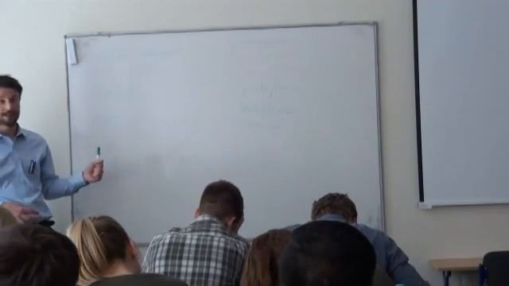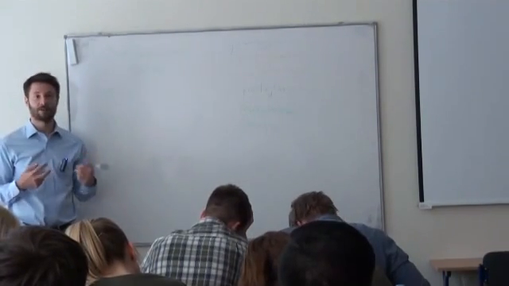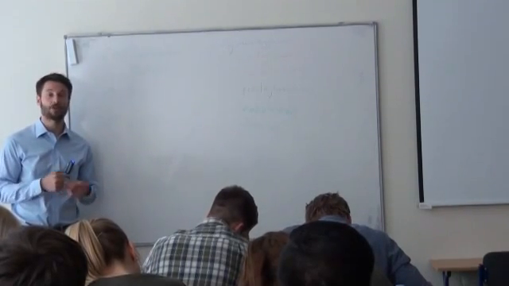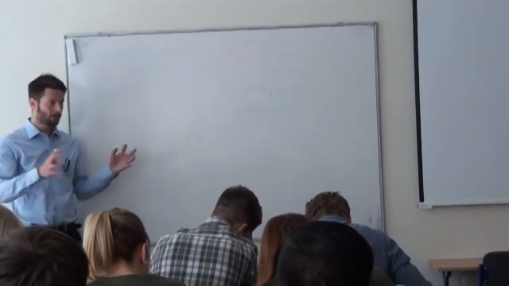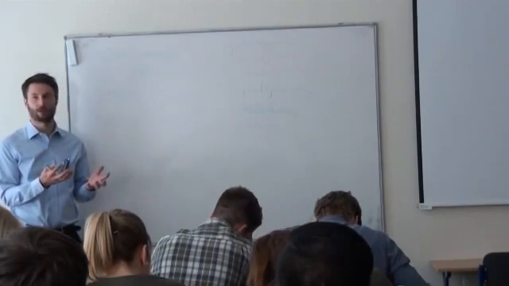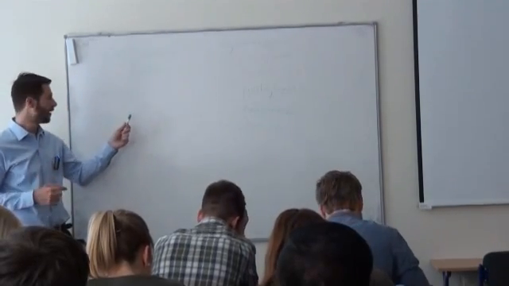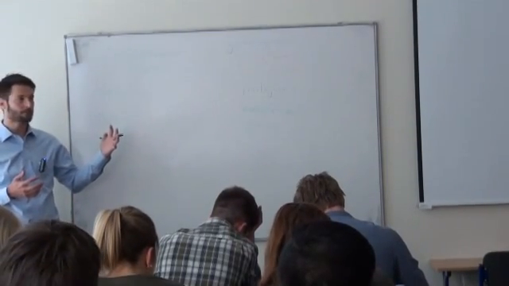COX-2, on the other hand, is what people sometimes call the bad enzyme. It's the one that is involved in inflammation. It's not constitutively expressed, it's inducible. Only when it's needed in inflammation does the production of COX-2 increase. So this one is constitutive and housekeeping, and this one is connected to inflammation and is inducible.